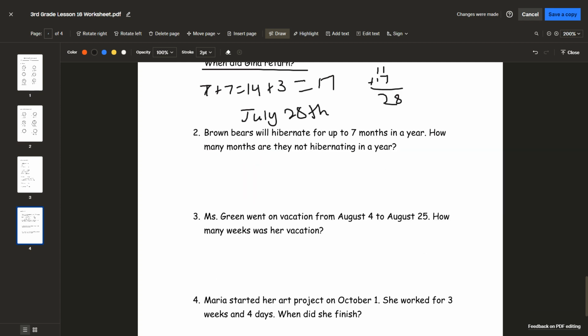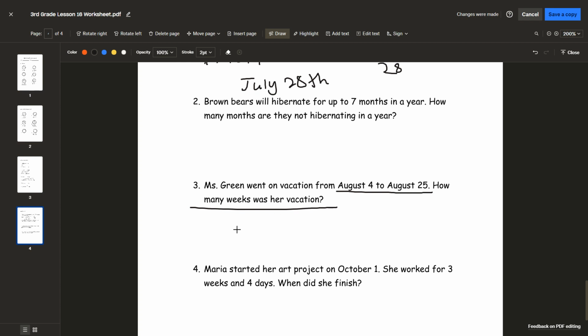Let's do number 3. So Miss Green went on vacation from August 4th to August 25th. How many weeks was her vacation? So if we want to know how many weeks there are, we can just start by adding 7 to our August 4th because this is where her vacation started. So 4 plus 7, or 7 plus 4 here, equals 11. Right, let's add another 7 to 11, which we get 18. Right, and we're trying to get up to 25 here. So we do 18 plus 7 again, which equals 25, which is our end here. So how many weeks was that? That was 1, 2, 3. So it took 3 weeks.